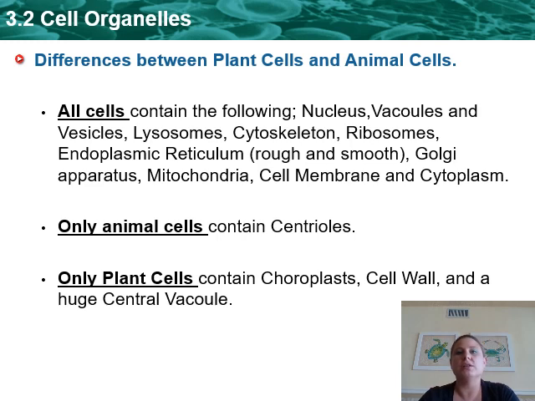Okay, so all cells contain the following: nucleus, vacuoles, vesicles, lysosomes, cytoskeleton, ribosomes, the ER, both rough and smooth, the Golgi apparatus, mitochondria, cell membrane, and cytoplasm. Only animal cells contain those centrioles, and then only plant cells contain chloroplasts, cell wall, and a huge central vacuole. So that is basically it for our cell structures.